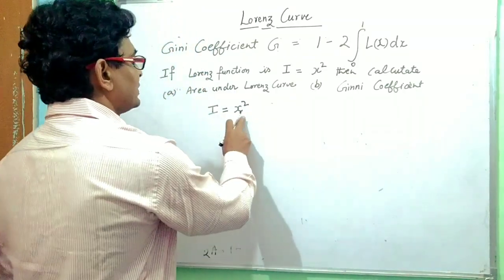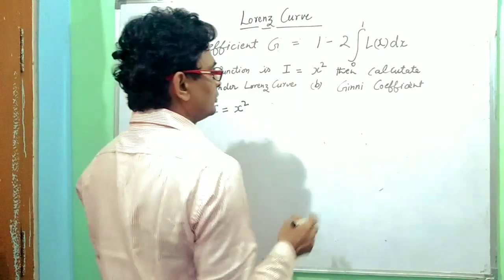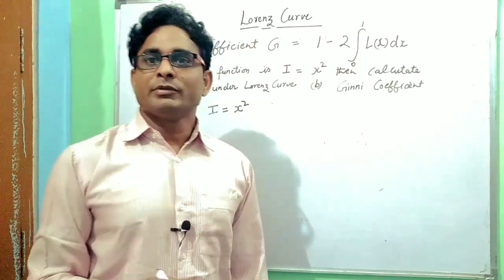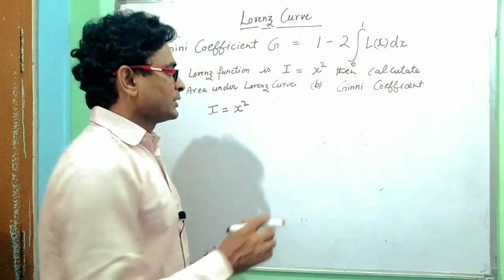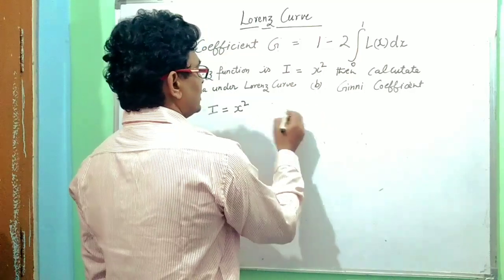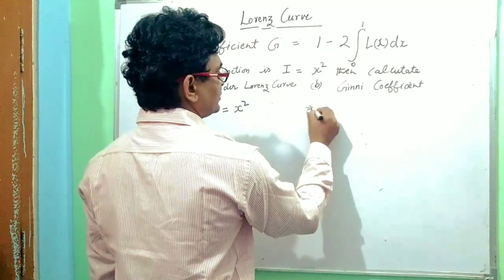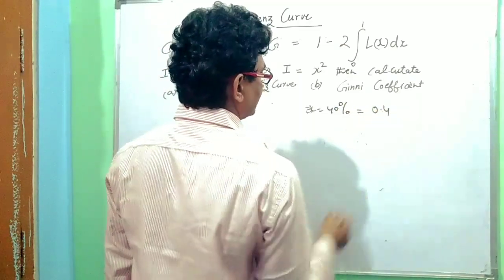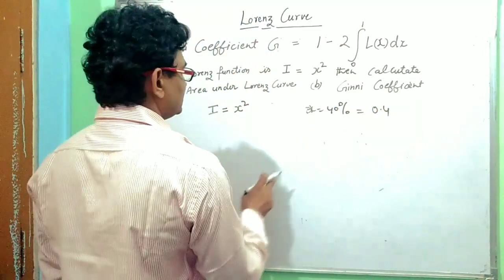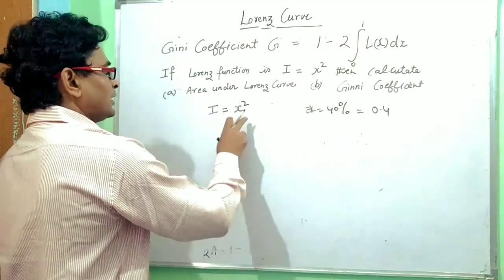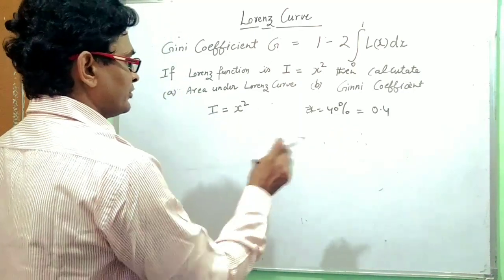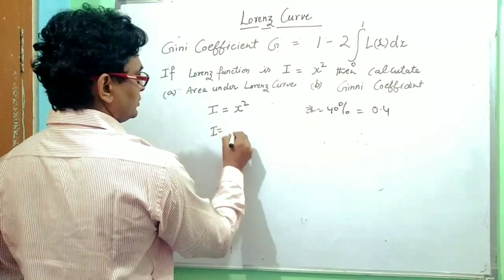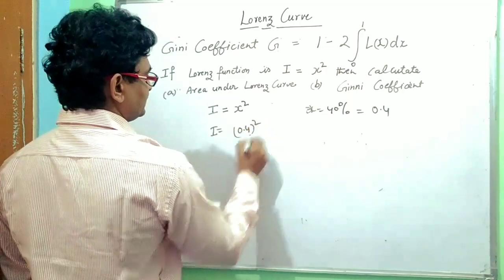Okay, suppose we want to know what will be the percentage share of national income if the population is 40%. So here we have assumed that x is equal to 40%. 40% means 0.4. So what will be the share of national income of 40% population? We want to calculate this. So we will put the value 0.4 in this equation. I is equal to 0.4 square.